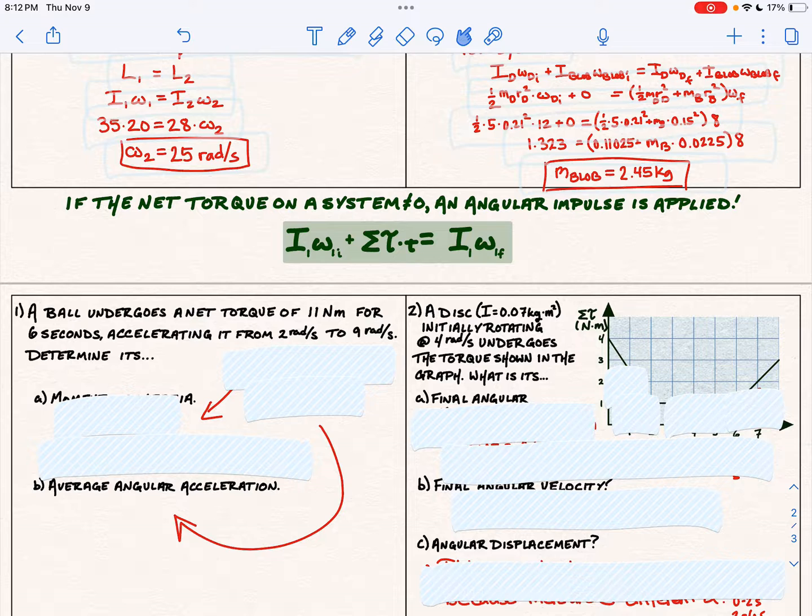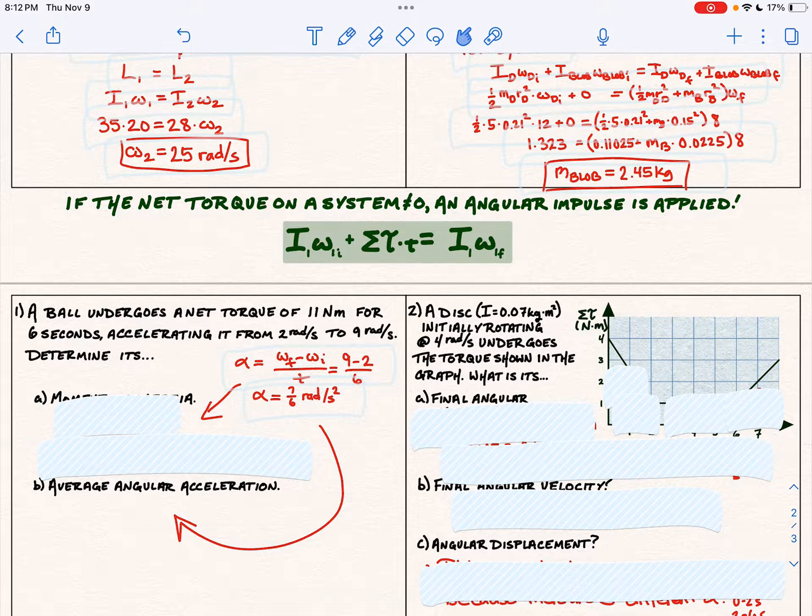The simple case is a ball undergoes a net torque of 11 Newton meters for 6 seconds, which causes it to accelerate. And we have to determine its moment of inertia and its average angular acceleration. Turns out these are written out of order. You have to do the acceleration first, and that's just basic kinematics. The average angular acceleration is the change in velocity divided by time, which is 7/6 radians per second squared.